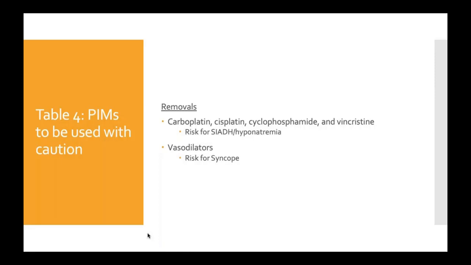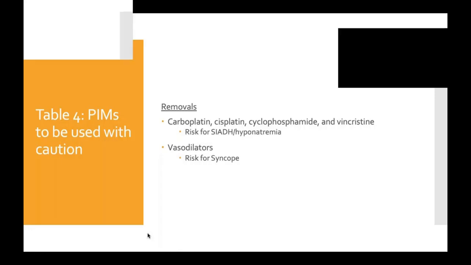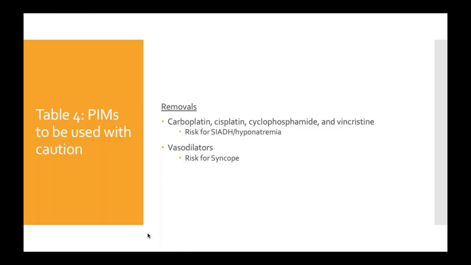Okay, so moving on to table 4, medications to be used with caution. Removals from this table include carboplatin, cisplatin, cyclophosphamide, and vincristine, with there being a risk for SIADH and hyponatremia. The reason that these were removed is that these medications are highly specialized, and it was felt that they kind of fall out of the scope of the Beers criteria. Basically, the specialty provider should be assessing risk versus benefit when using these agents.